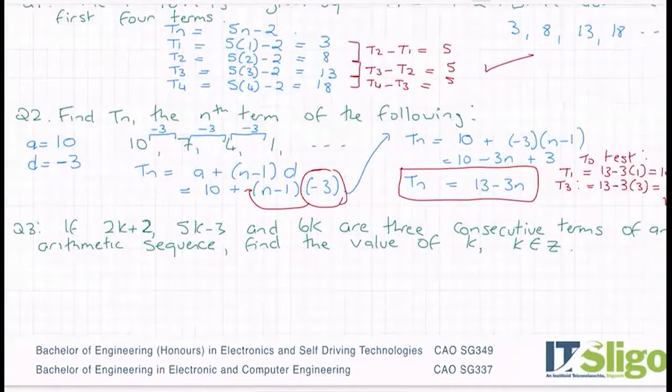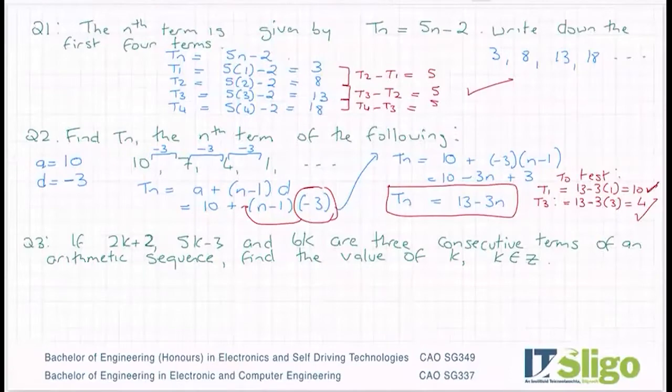Okay, question 3 then. If 2k plus 1, 5k minus 3, and 6k are 3 consecutive terms of an arithmetic sequence, find the value of k. K is an integer, an element of Z. Okay, so they're 3 consecutive terms, so they're one term after another.